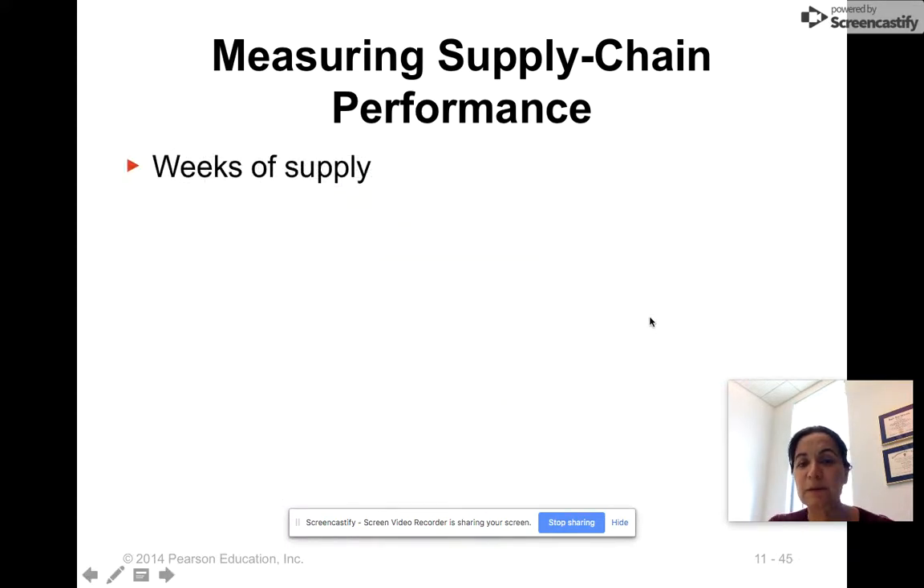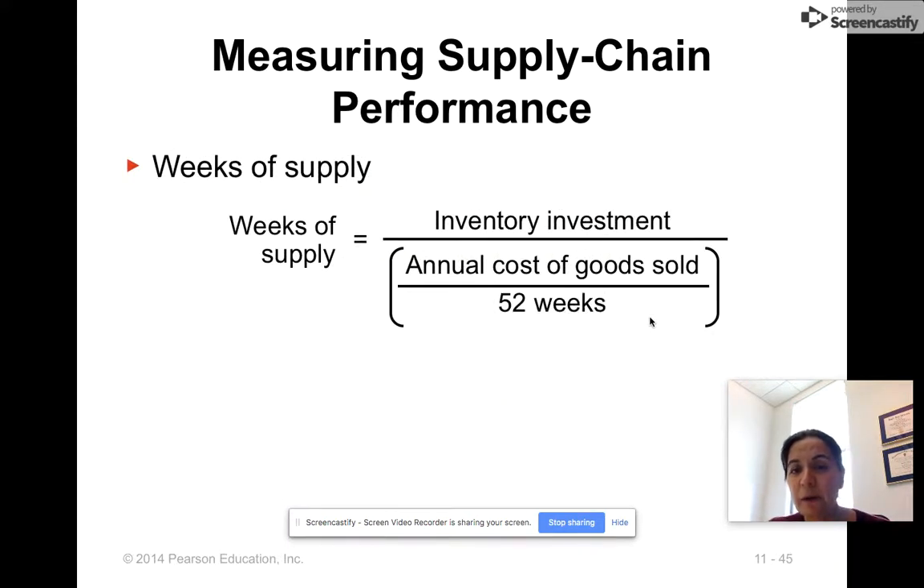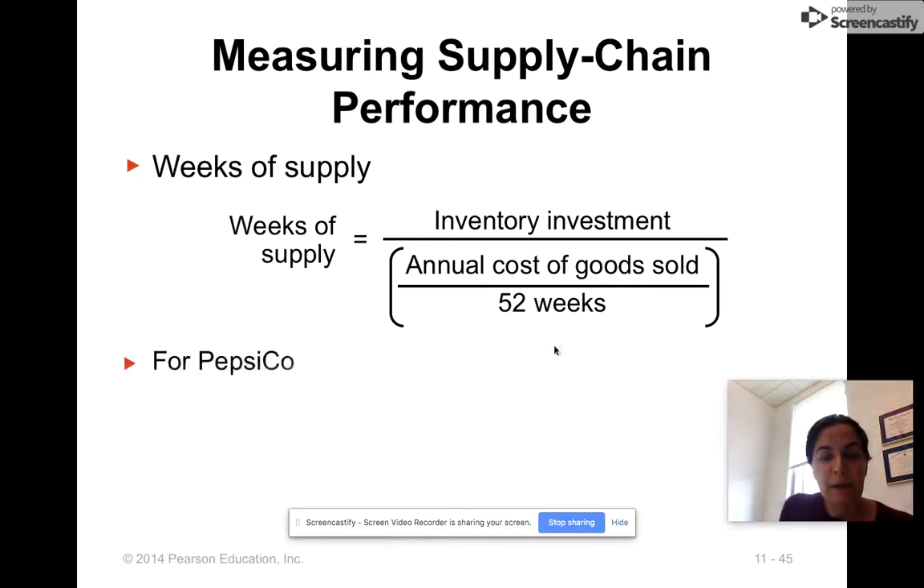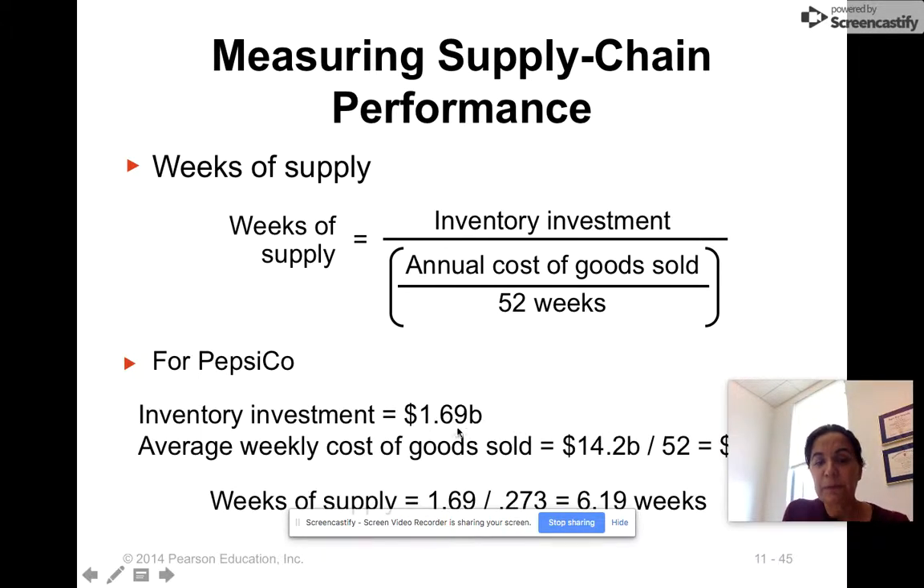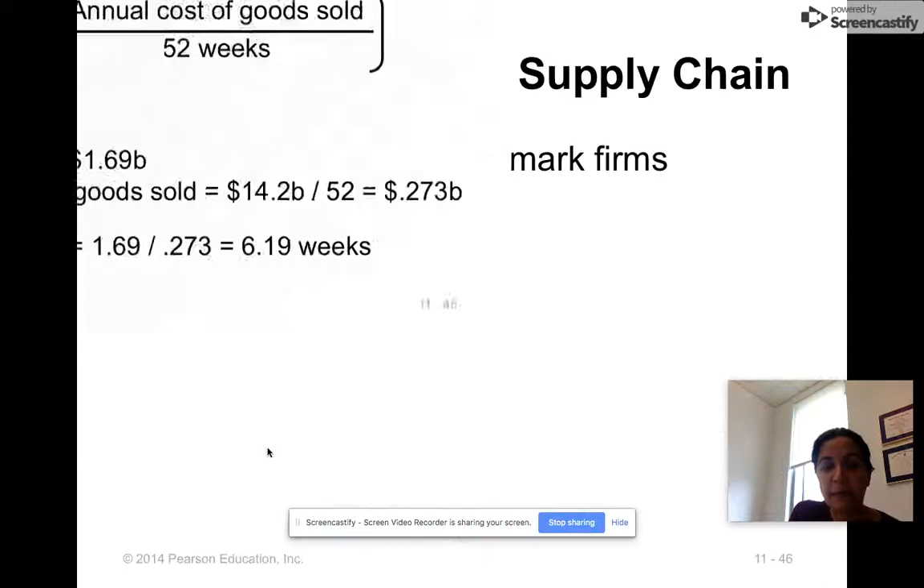The third metric is weeks of supply. Here the formula is the reverse of the previous one: inventory investment divided by annual cost of goods sold divided by 52. I believe this is example 4. If you look at example 4 from your book on page 463, it's the same PepsiCo data. What we know from the data is that inventory investment is 1.69 billion.